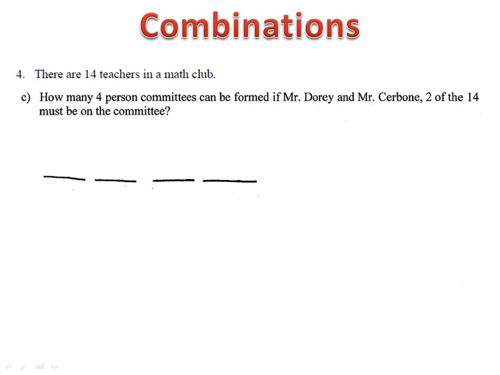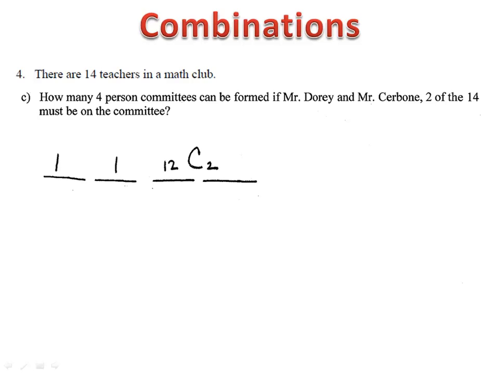How many different 4-person committees can be formed if Mr. Dory and Mr. Serbone, who are also in the club, must be on the committee? We have our 4 spaces to fill. See if you can fill those in and determine the number of committees that we could form.